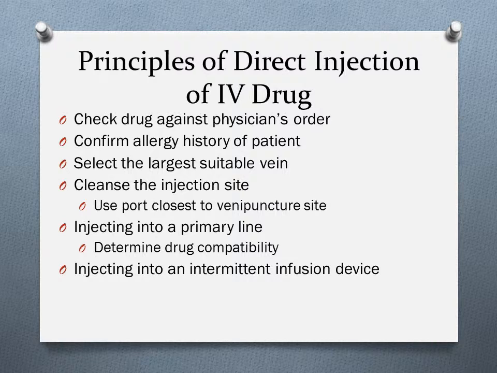If you're injecting into a heparin-locked intermittent infusion device, again, determine compatibility of the drug to the heparin flush solution. If it is incompatible, you'll follow the same step. You'll flush the intermittent infusion device with normal saline, administer the drug, and then flush it again with normal saline. And then you'll have to inject the heparin flush solution into the device to lock it once more.